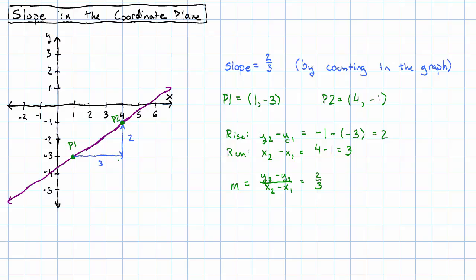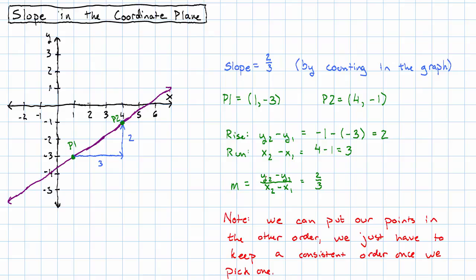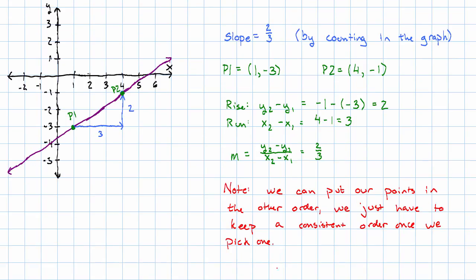Also notice, I just kind of arbitrarily chose this point to be point 1 and this point to be point 2. I could have gone the other way around. I could have done my subtraction in the other order. It's just that once we pick the order, whatever order we use for the y's, we also have to use for the x's. We could also have done this calculation as m equals -3 minus -1 over 1 minus 4. Then we'll have -2 over -3, which is the same as +2 over +3.